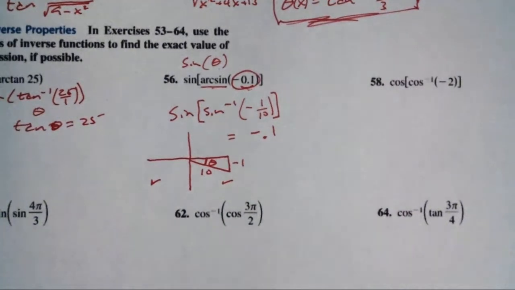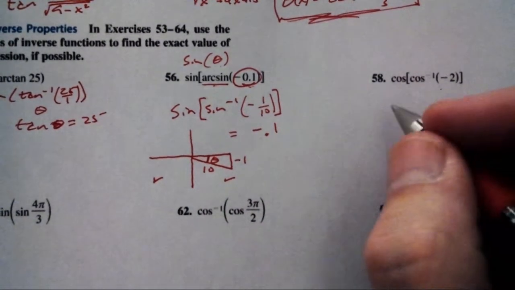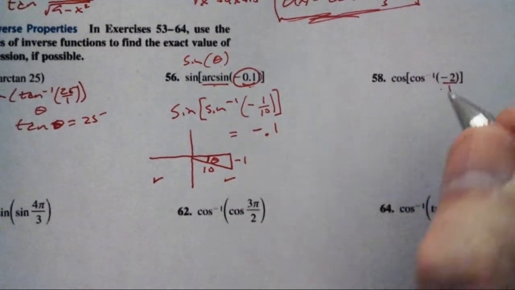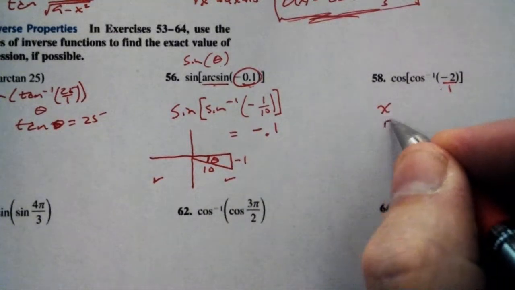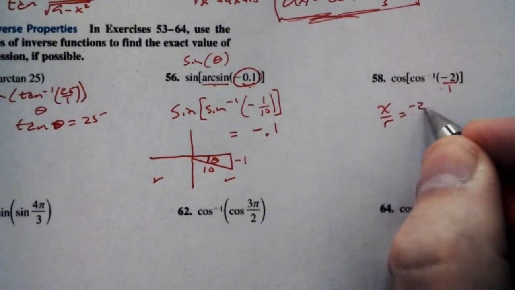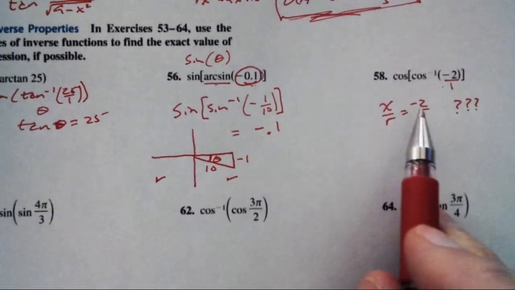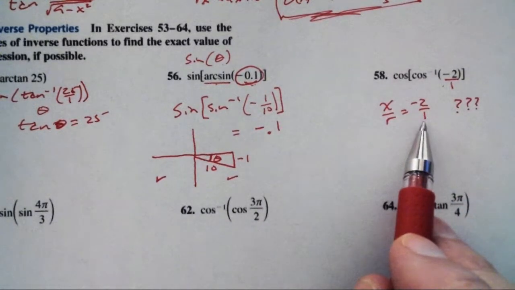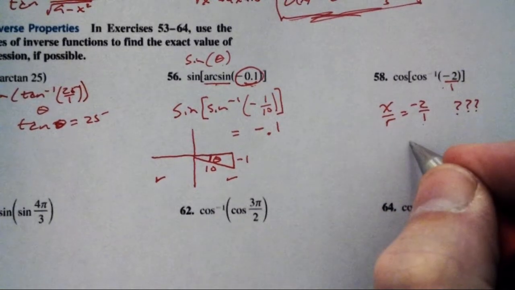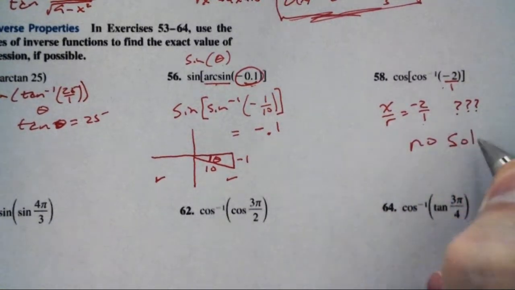You're going to look at this one. We're going to say, well, this must be -2. Well, this is cosine inverse of -2 on 1. We want x on r to be in ratio -2 to 1. When is x bigger than r? Never. No solution.